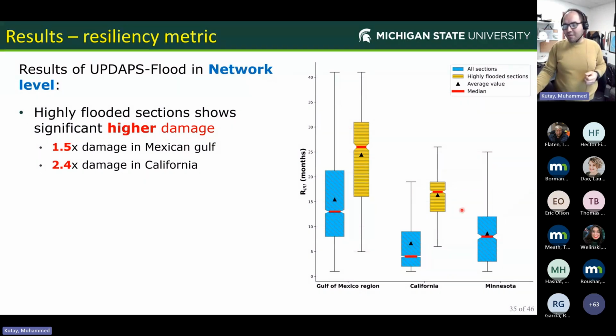The reason that we don't have any yellow bar graph for Minnesota is that we mostly have flash floods there, and we don't have highly flooded sections with more than 30 days of inundation in Minnesota recorded between 2002 and 2022 by NOAA.